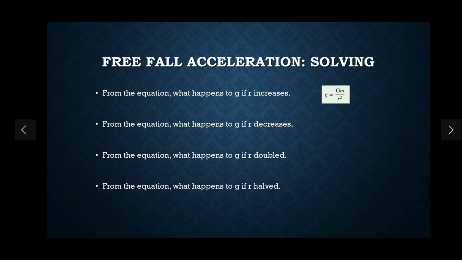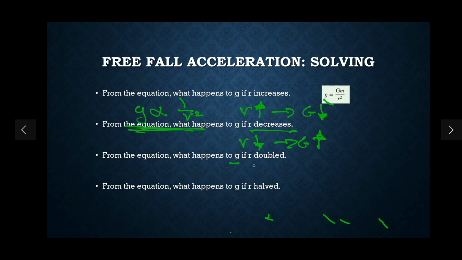Okay, let's solve free fall acceleration relationships. From the equation, what happens to g if r increases? Since g is inversely proportional to 1 over r squared, if r increases, then g decreases. What happens to g if r decreases? Following the same relationship, if r decreases, then g increases.